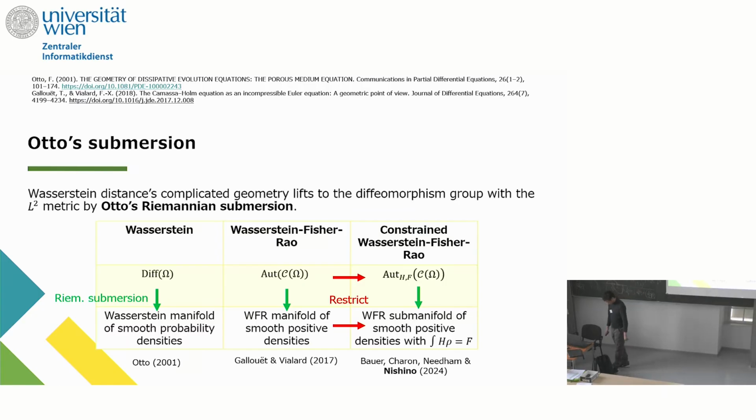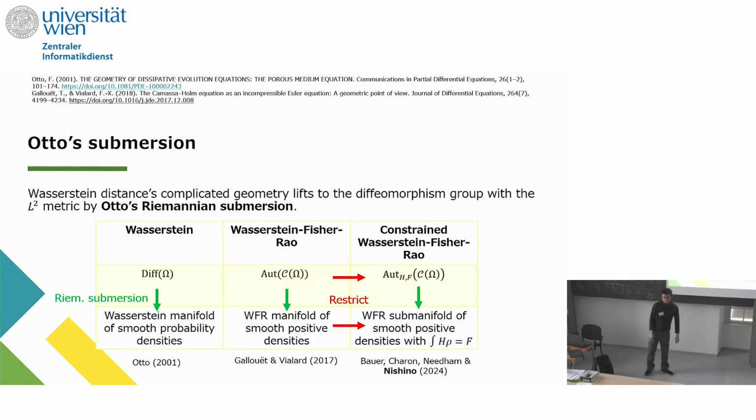Here the top space is what's called the automorphism group, an automorphism group over a cone over omega, and it is a cone over a positive real number. The automorphism group means it's a diffeomorphism that is equivariant over the action of the real numbers on the cone. The paper in 2017 shows that there is a Riemannian submersion from the automorphism group to the Wasserstein-Fisher-Rao manifold.